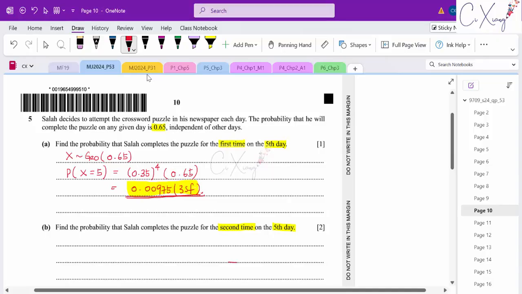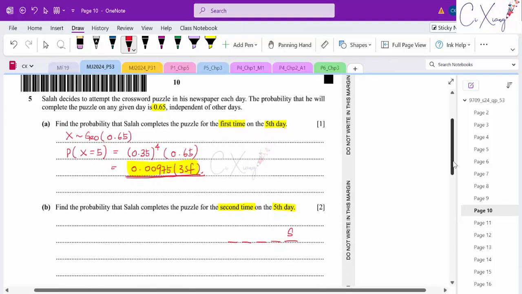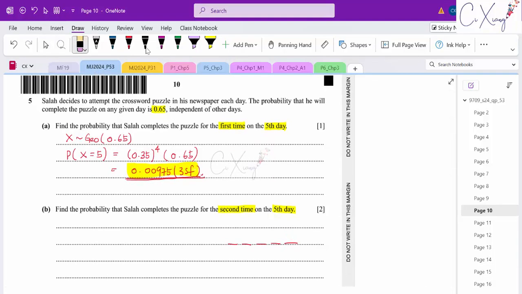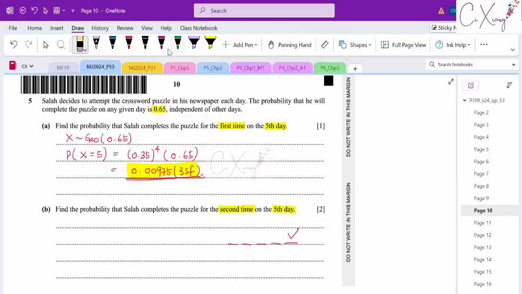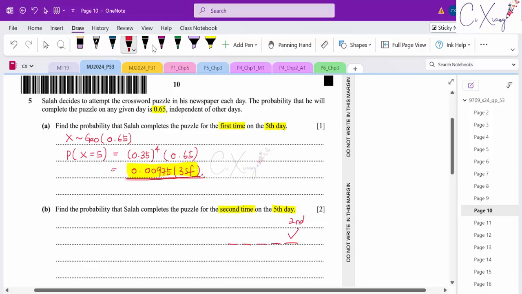So let's have a look here. 1, 2, 3, 4, 5. This is the 5th day, right? So it is a success trial. S means success, or maybe X means complete. Maybe I put it as complete. But this is the second complete. That means in the first 4 days, there should be another 1 complete day, right? So that means in days 1, 2, 3, 4, you have 3 failures and 1 complete, because the 5th day will be the second complete.